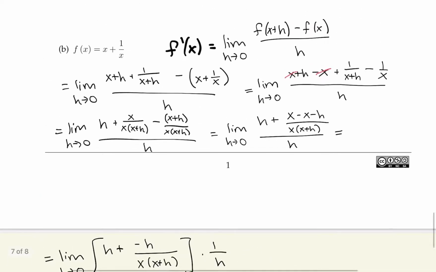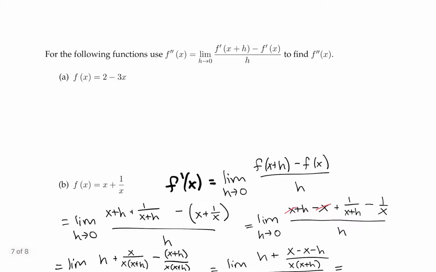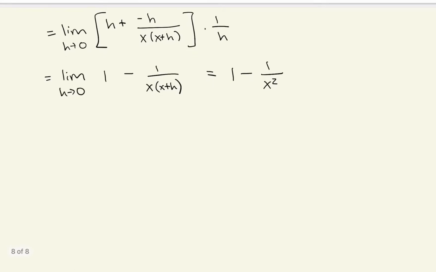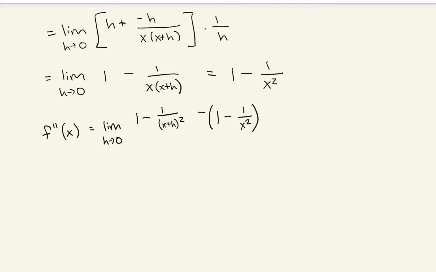Now, again, that's the first derivative. All of this has been to do the first derivative. To take the second derivative, we can use the same definition, except instead of f, we have f prime here and here. Okay, so let's do that. The second derivative, f double prime of x, will be the limit as h approaches 0 of f prime of x plus h, which will be 1 minus 1 over x plus h squared, minus 1 minus 1 over x squared. This is f prime of x, all over h.